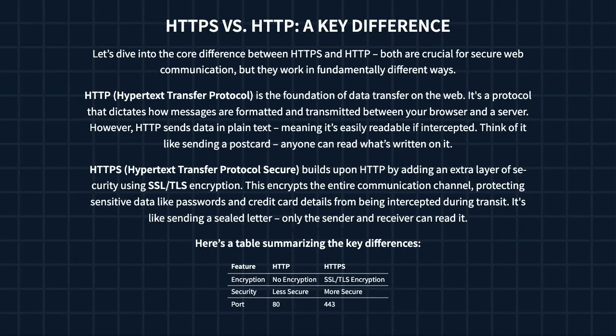Okay, let's talk about HTTPS and how it's different from the regular HTTP. Basically, HTTP is like sending information over an open road. Anyone can peek at what you're sending. But HTTPS adds a super secure tunnel using something called SSL/TLS encryption. This makes sure that your data, like passwords or credit card numbers, stays private and protected during its journey to the server. It's all about adding that extra layer of protection, making communication much safer for everyone.